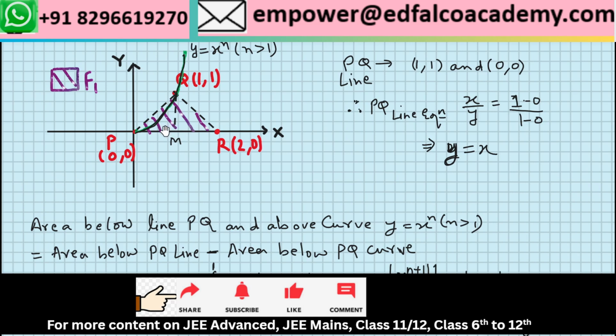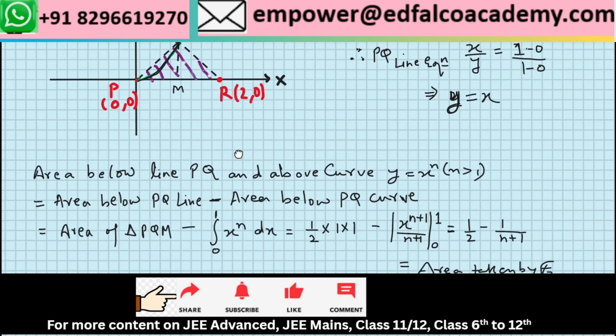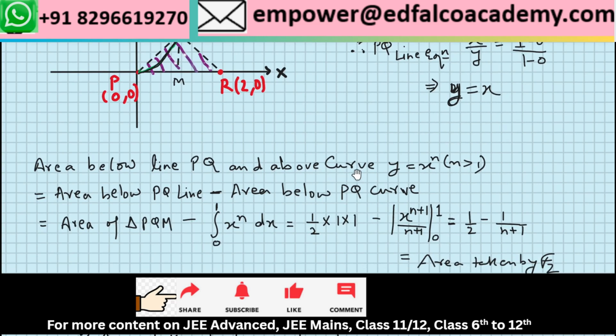And if we know that, we can subtract the area below the curve from the triangle area to get the area which is given to the farmer F2. So that is what you will see being done over here. The area below the line PQ and above the curve y is equal to x to the power n is nothing but the area below the PQ line minus the area below the PQ curve. So we are just going to subtract them and we'll get the area that is in between.